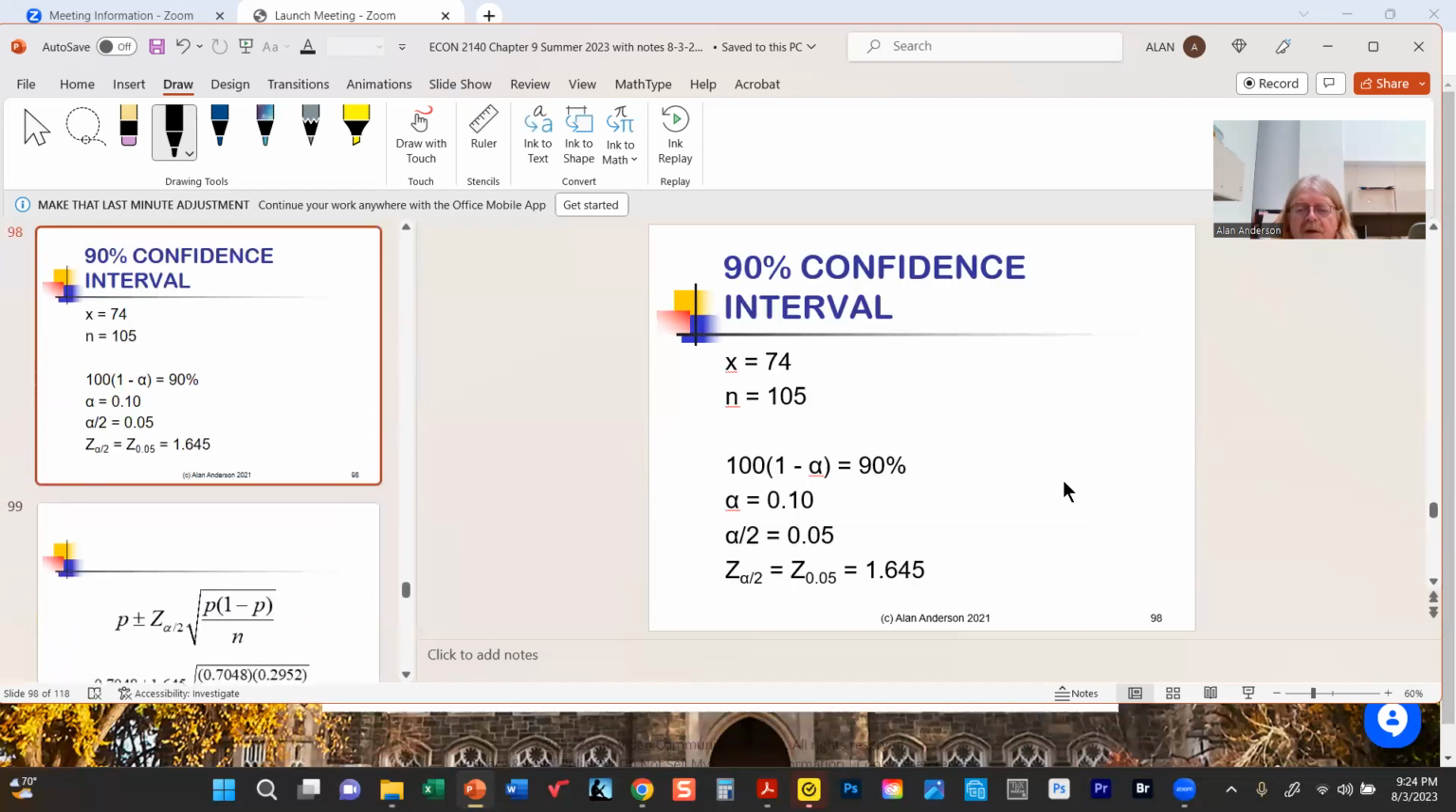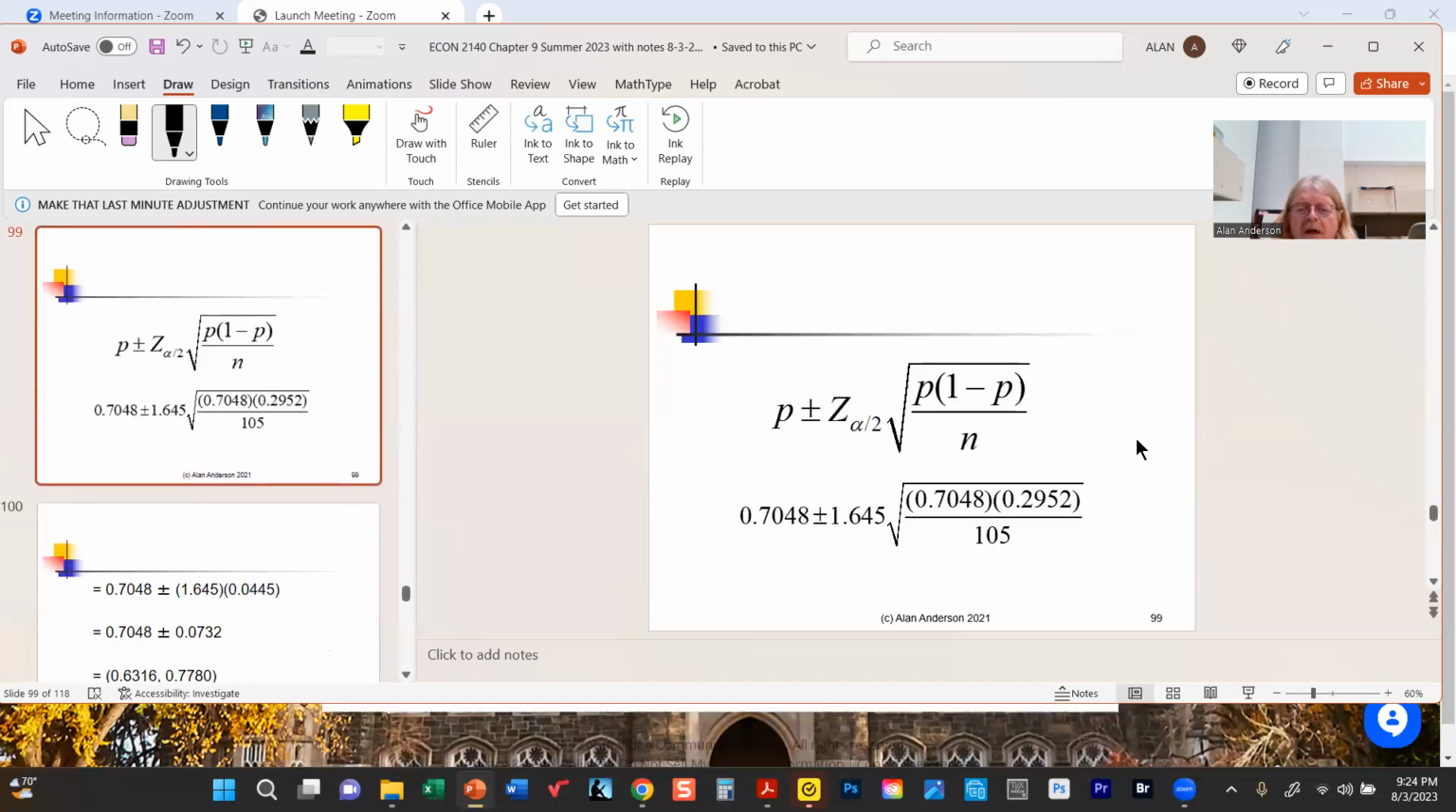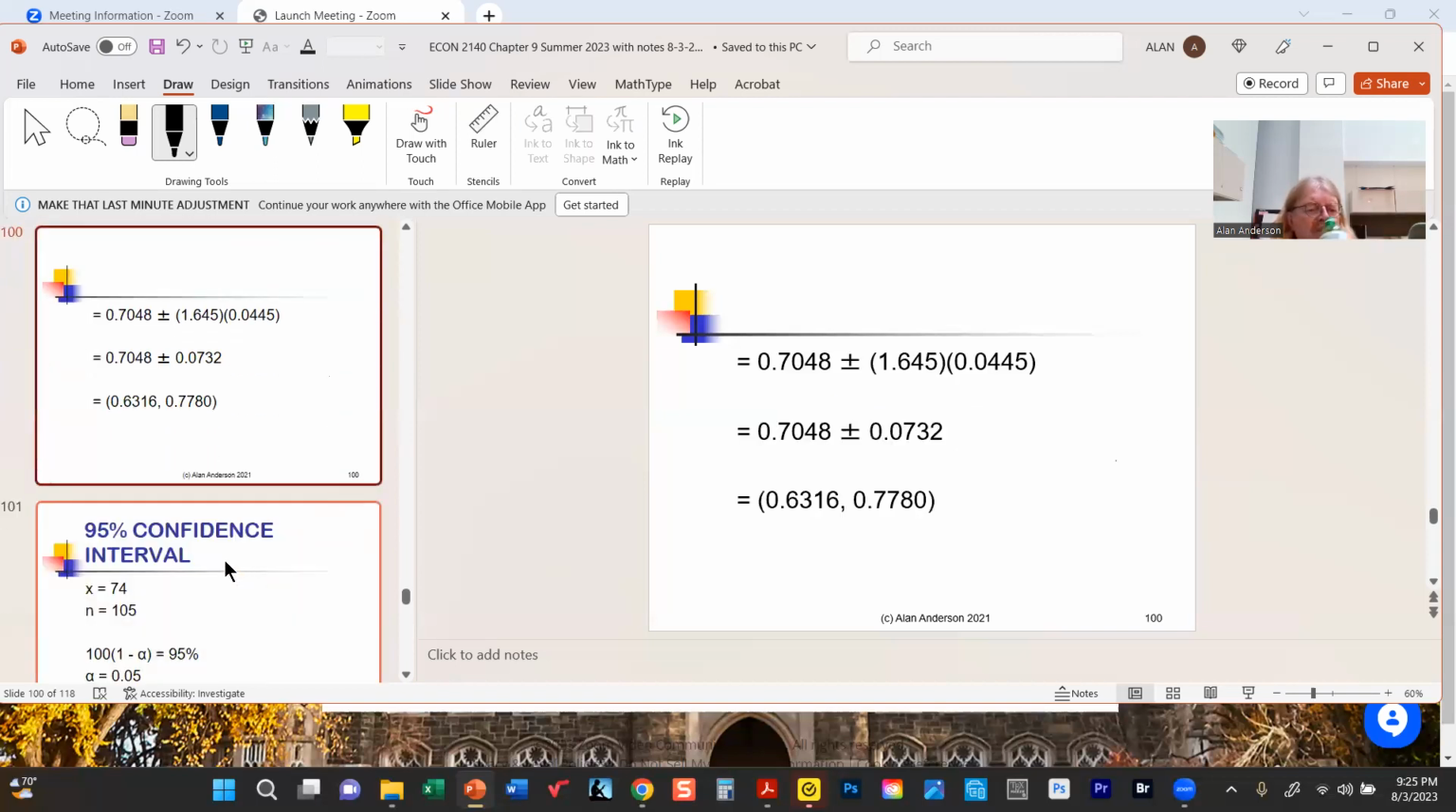Anyway, so here we're looking for 90%. I plugged in the sample proportion, 0.7048. So 1 minus that is 0.2952. Sample size is 105. Here's our z-score. So now we just do the algebra. Here's our margin of error. And you end up with this interval.